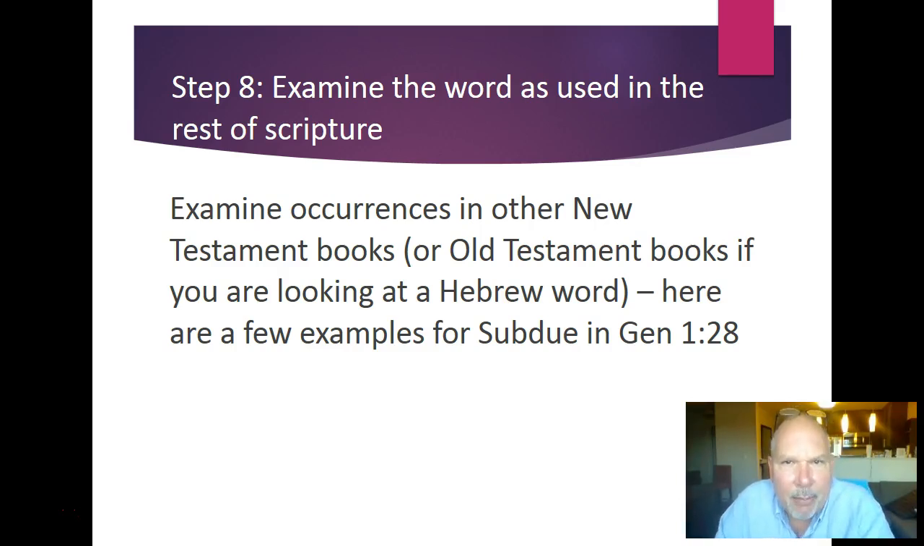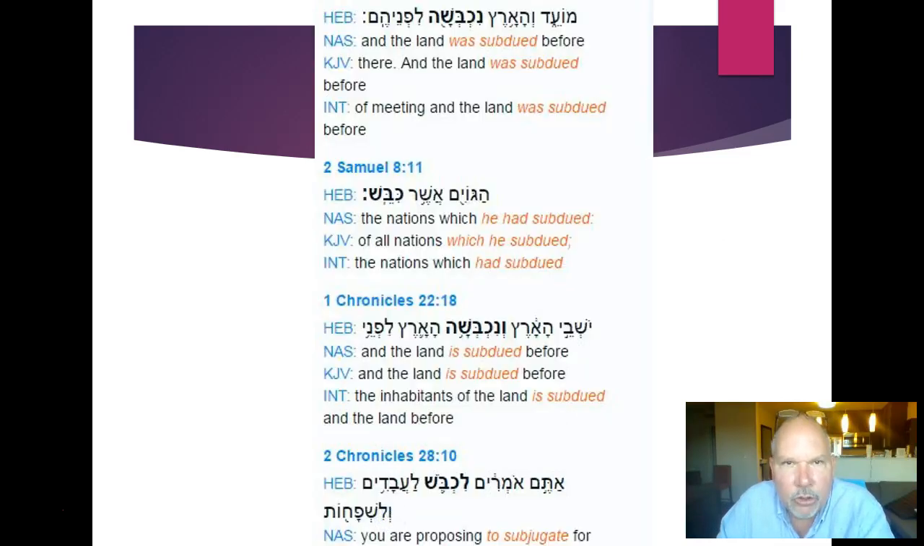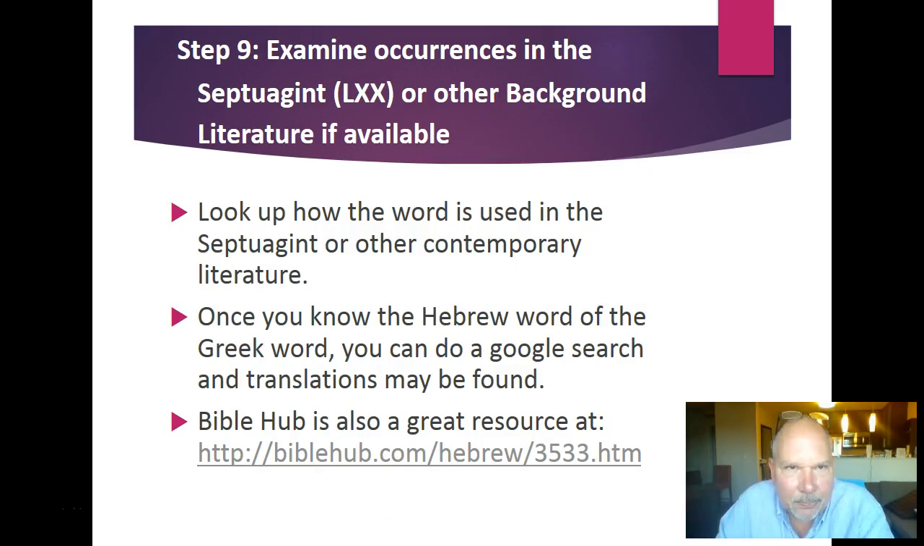Step 8, examine the word as used in the rest of Scripture. So we've looked at Genesis, we've looked at the other books written by Moses. Now we're going to look at the rest of the Old Testament. Examine occurrences in other Old Testament books. And here are a few examples that are similar to Genesis 1:28. Joshua 18, 2 Samuel 8, 1 Chronicles 22, 2 Chronicles 28, all use the same word kavash. And so we want to do a study of these passages.